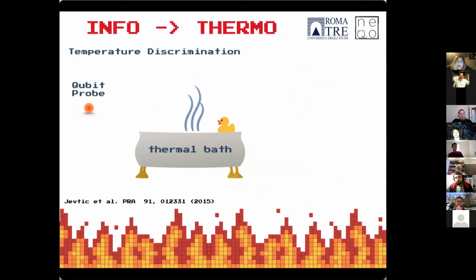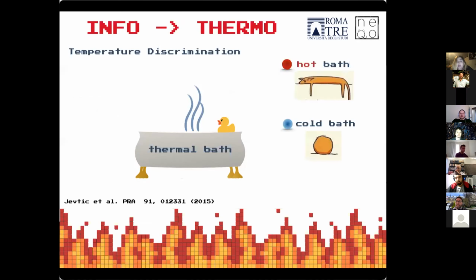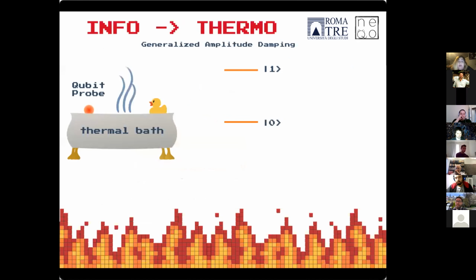In our case, we won't use a cat as a probe, but we will use a single two-level system, so a qubit probe, and we make it interact with a thermal bath. The first thing that we can do before estimating the temperature is discriminating between two temperatures. So we make the probe interact with the bath, and then we want to measure the probe and find out if the bath was cold or hot.